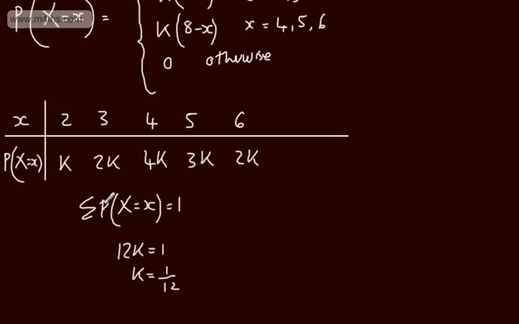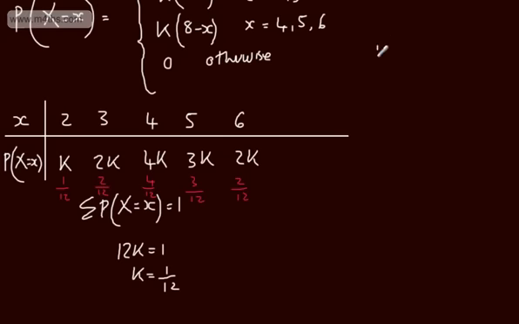Now we can write the probabilities below. The probability that X is equal to 2 is k, which is 1/12. Then I'm going to have 2/12, 4/12, 3/12, and 2/12. We can clearly simplify these: 1/12, 1/6, 1/3, 1/4 and 1/6. But I want to check that these add up to 12/12, which is 1. Later on, go and simplify them, especially if you're giving them as your final answer.